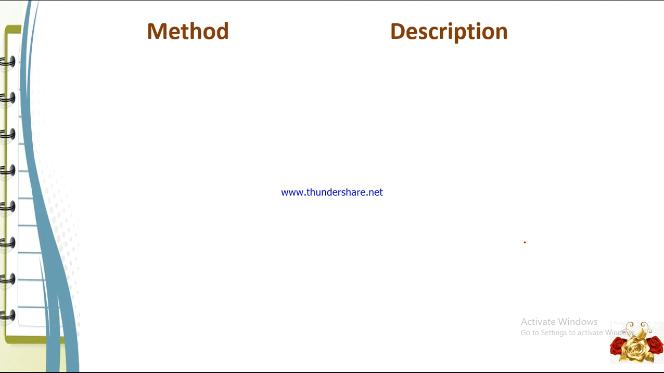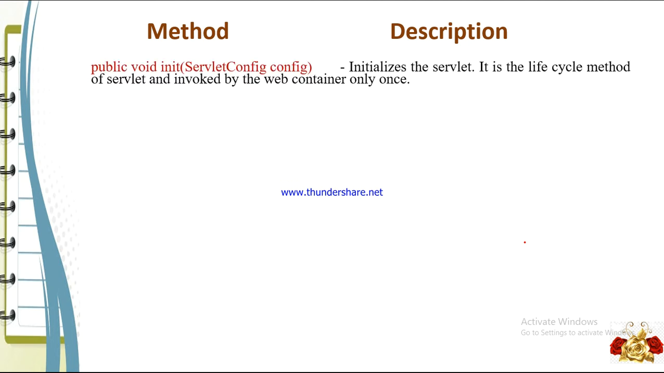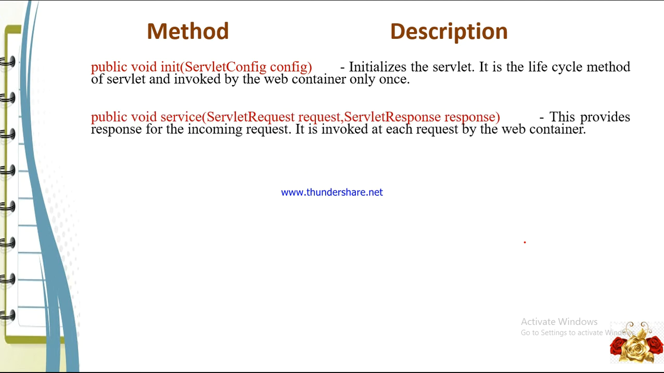Now, how do we study this topic? By method name and description. For example, the first method is public void init, which initializes the servlet configuration. What is the meaning of this? It initializes a servlet. It is a lifecycle method of the servlet and is invoked by the web container only once. The second method is service.